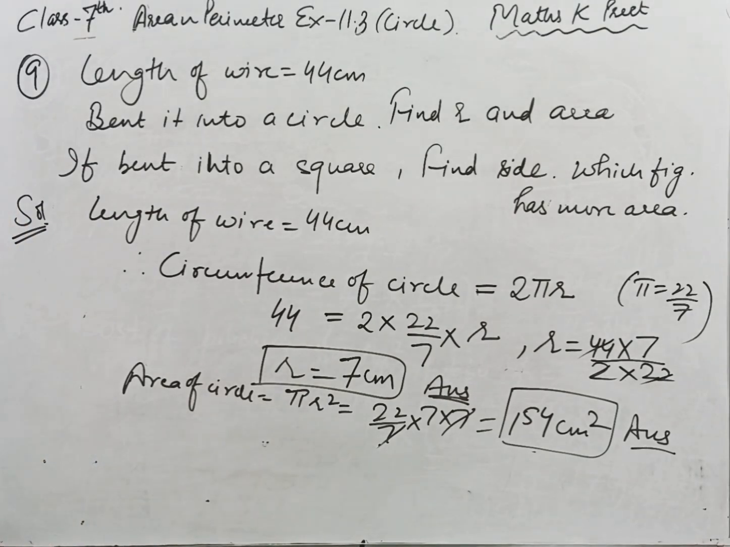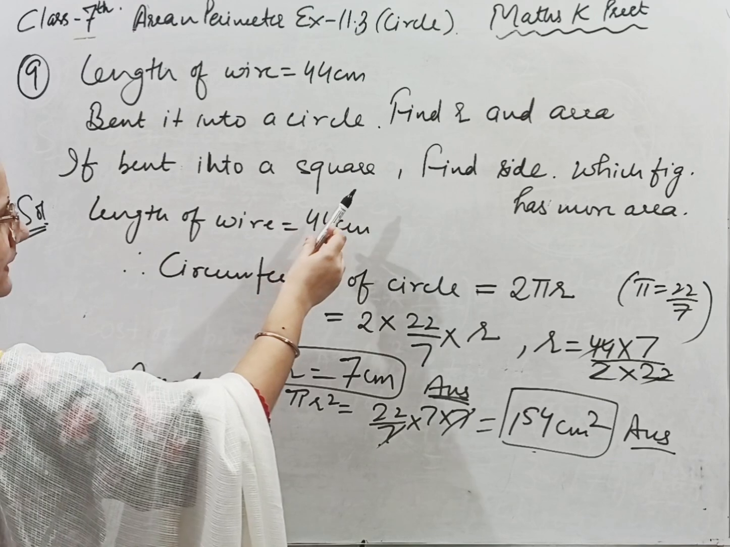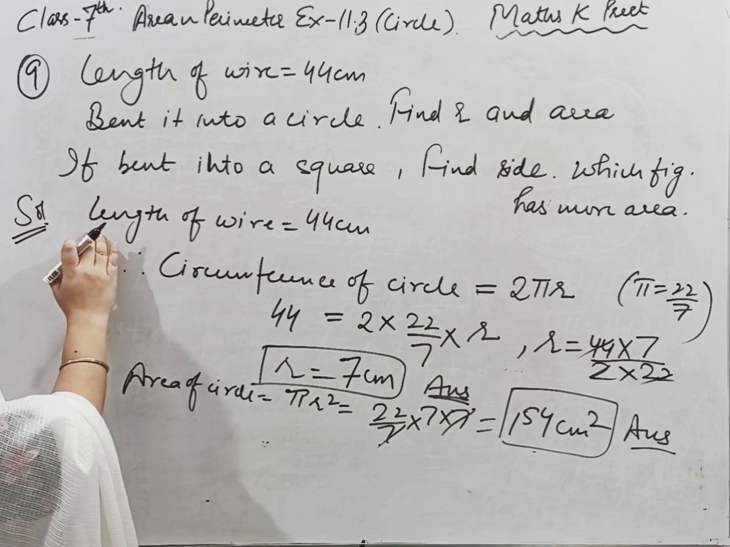Now it is again saying that from the same wire, now a square is made and we have to find the side of the square. So to find the side of the square, the perimeter will remain the same.